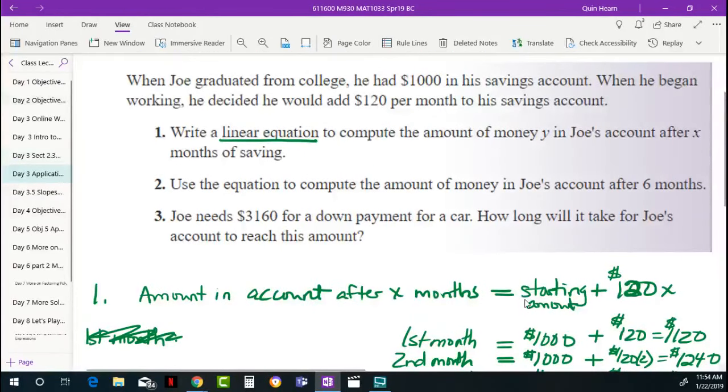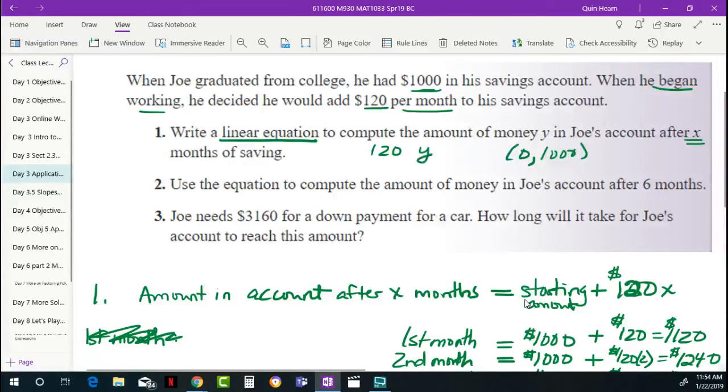So let's try and recognize from the information we were given what's the slope and what's the y-intercept. All right. So if x is the number of months, then the y-intercept is when x is 0, right? At 0 months. That's the point (0, 1,000), because he's starting with $1,000 in his account when he opens it after no time has passed. And then when he began working, he decided to add $120 for each 1 month.